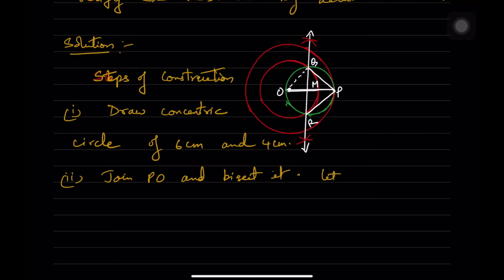Let capital M be the midpoint of PO. Now we got a perpendicular bisector, no? So that point is nothing but M. So let M be the midpoint of PO.